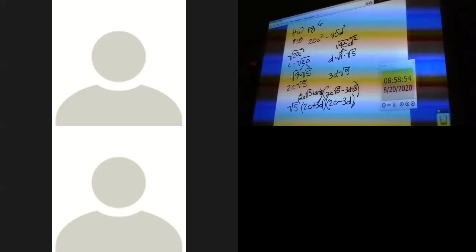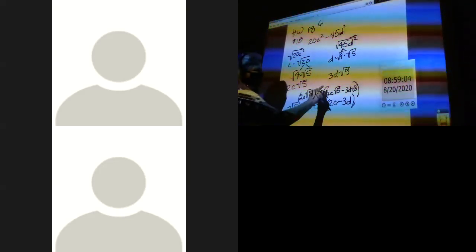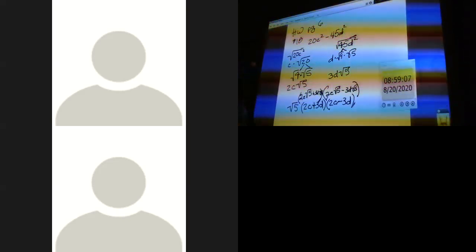Because I agree. Who said they don't like this? Yeah, it looks nasty. So why can't, if we have a square root of 5 in all of our terms, why can't we just factor it out? We can only have one square root of 5. We can.